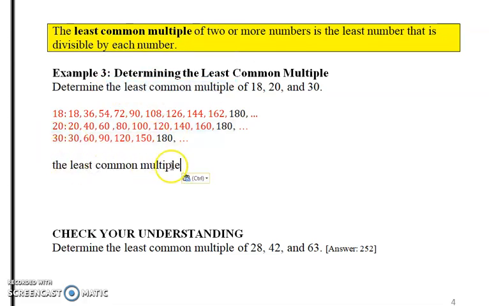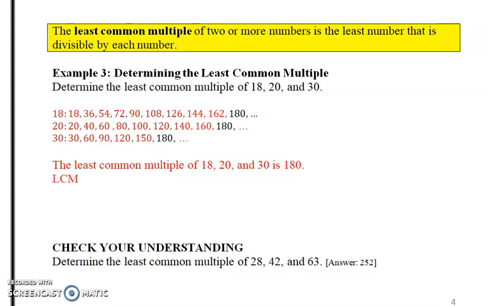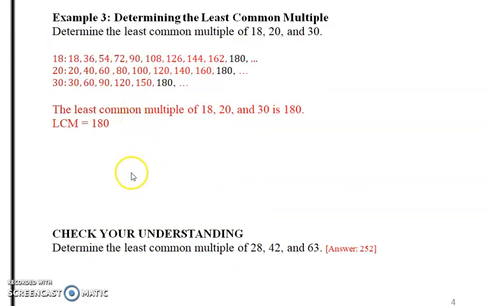We're going to answer the sentence: the least common multiple of 18, 20, and 30 is 180. In short, LCM equals 180. So that was the first method. That's a method I like and I'm used to. But another method we can use here is prime factorization. So I'm going to list the prime factors of each number right now.